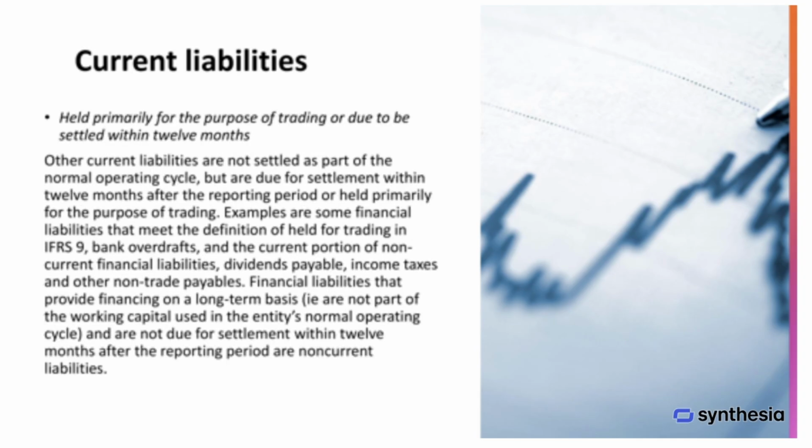Other current liabilities are those that are not settled as part of the normal operating cycle, but are due for settlement within 12 months after the reporting period, or held primarily for trading purposes. Examples include certain financial liabilities that meet the definition of held for trading under IFRS 9, bank overdrafts, the current portion of non-current financial liabilities, dividends payable, income taxes, and other non-trade payables.